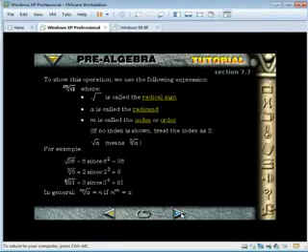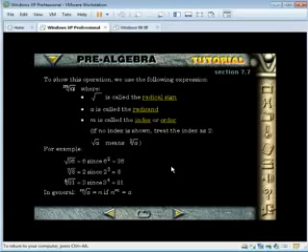To show this operation, we use the following expression: the mth root of a, where this symbol is called the radical sign. A is called the radicand. M is called the index or order. If no index is shown, treat the index as 2. This means this, the square root of a.